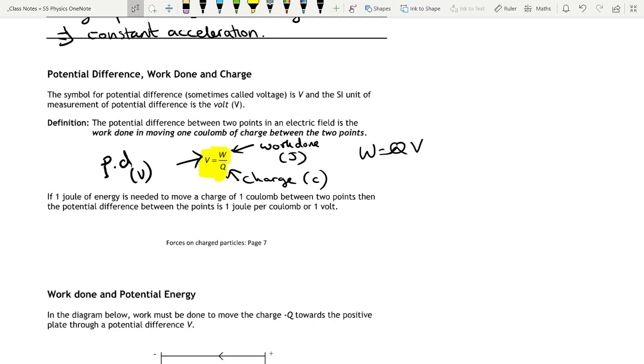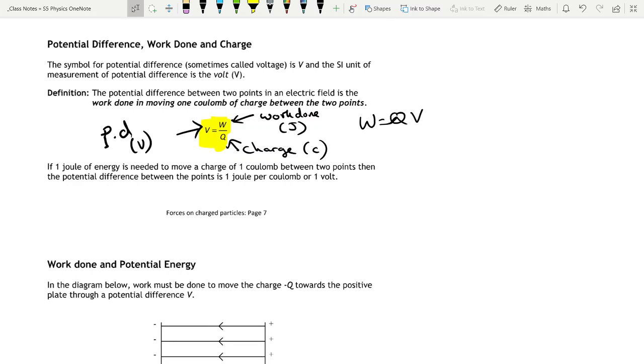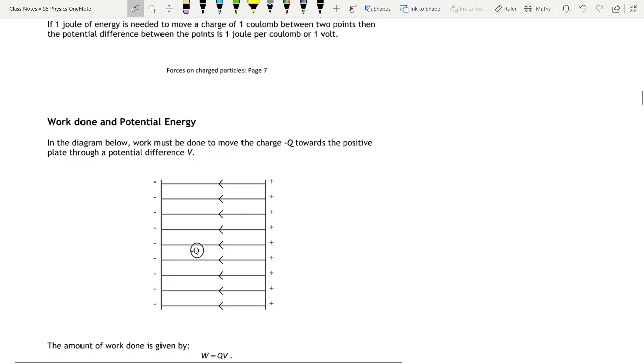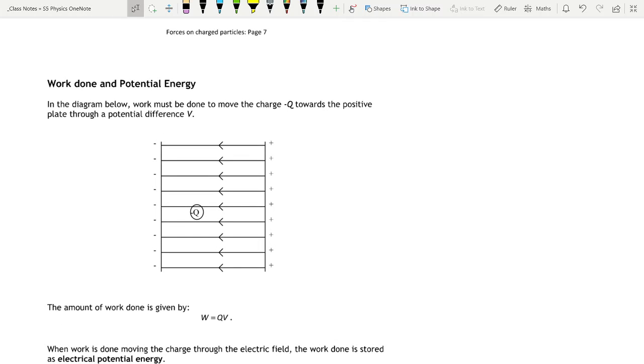Okay, so there's nothing really new there that you haven't come across before. It's just a different definition of voltage that you might have seen before. Okay. And just to put it into a little bit more context, work done and potential energy. So we're going to compare the electricity with your mechanical potential energy, so lifting something up. So in the diagram below, there is a misprint that should be a positive charge there. So that should be positive.